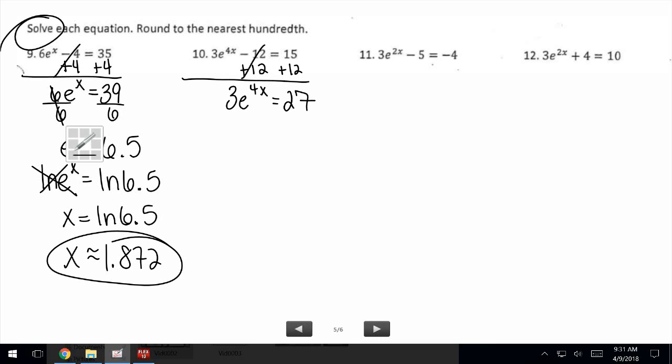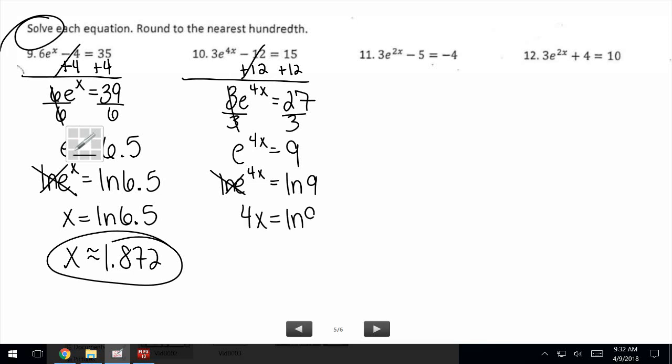All right, what else can I move? Divide by 3. What's 27 divided by 3? There you go. So you got e to the 4x equals 9. Very good. So we do natural log on both sides. Natural log and base E cancel out. So I've got 4x equals natural log of 9. Just like your checkpoint on Friday, you're not finished yet. When those two things cancel out, you still have a 4 with the x. Divide by 4.